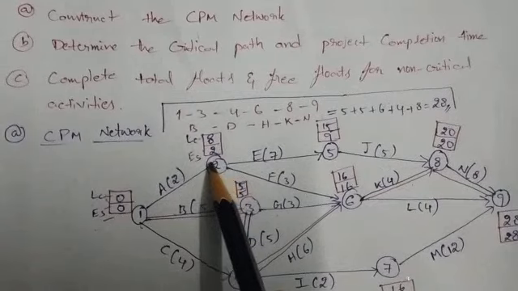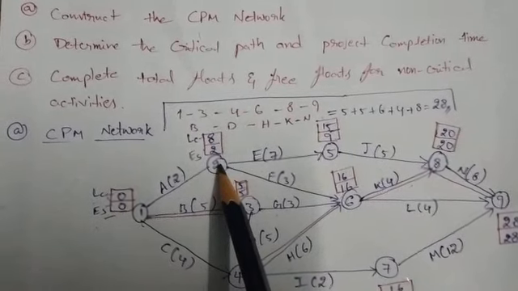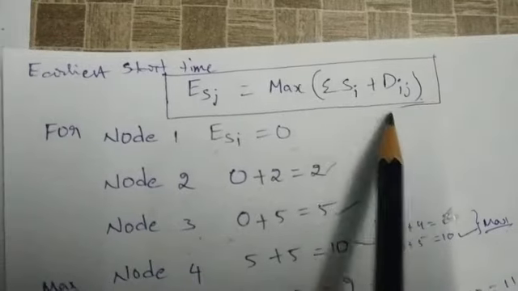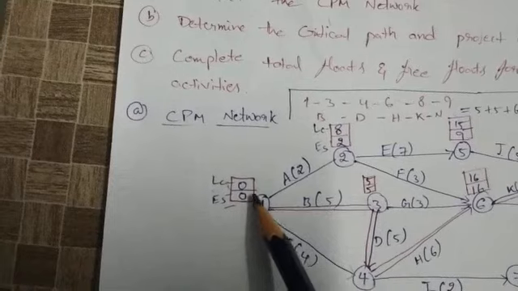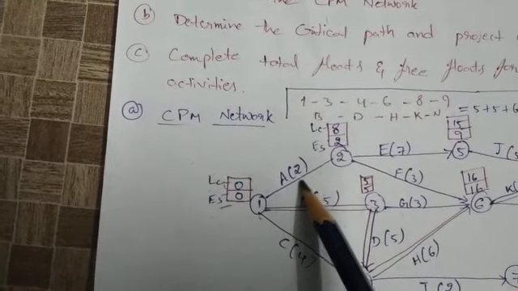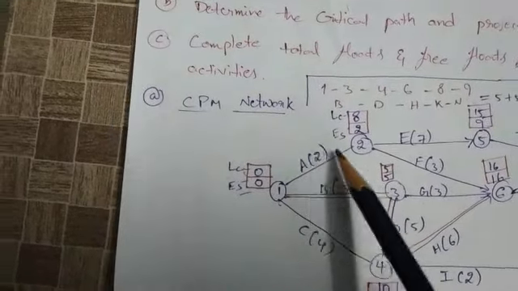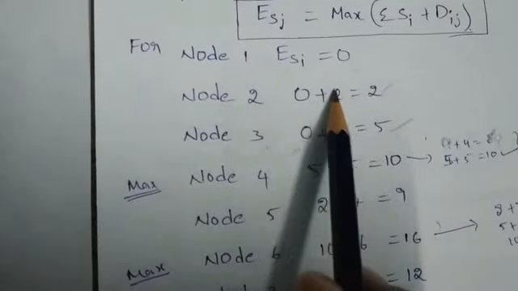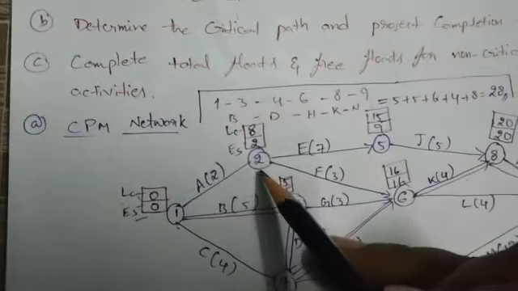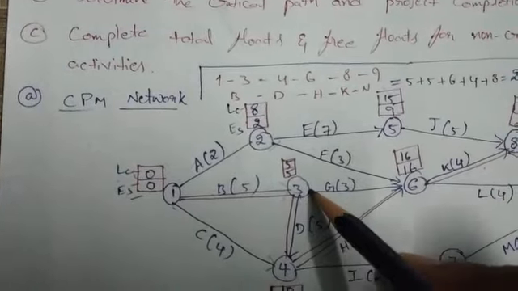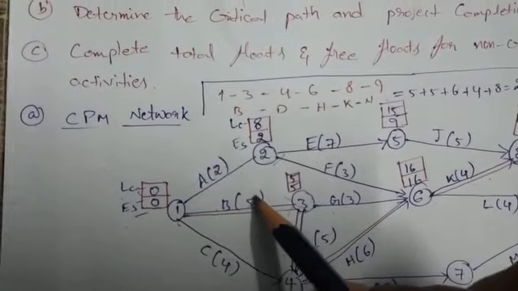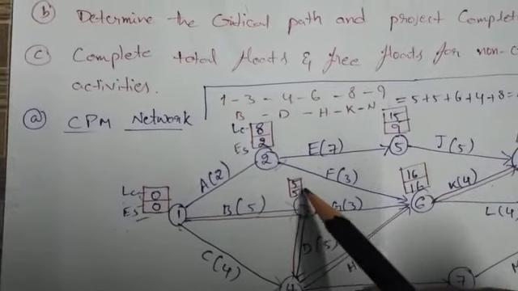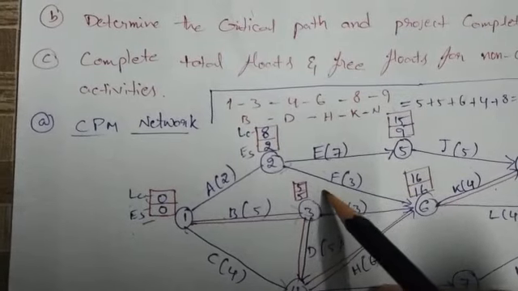And next node 2. Coming to node 2, what is the formula? ESi plus Dij. ESi is the earliest start time, 0, plus Dij, nothing but the duration, which is 2. Substituting the values, 0 plus 2 equals 2. So node 2 is completed. And then node 3. What is the formula? The earliest start time 0 plus duration 5, 0 plus 5 equals 5. So the earliest start time is 5.